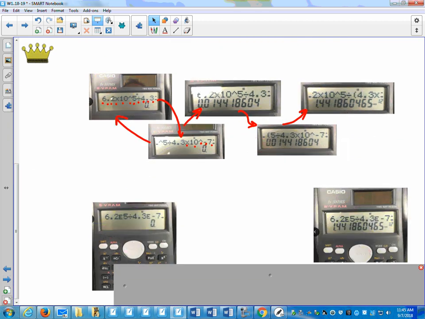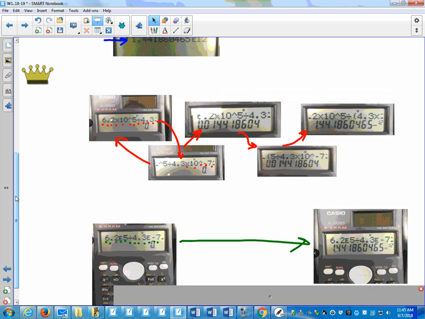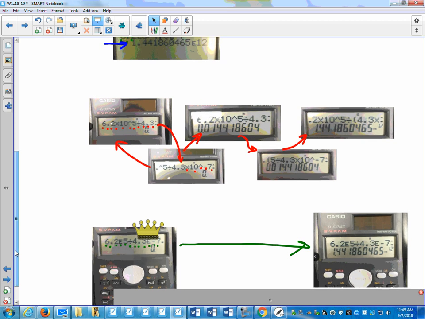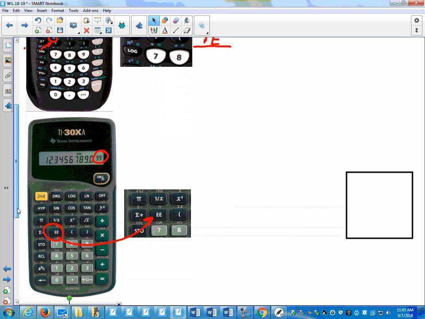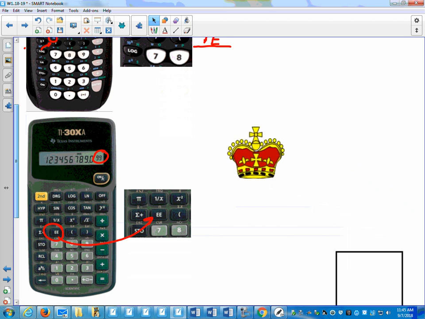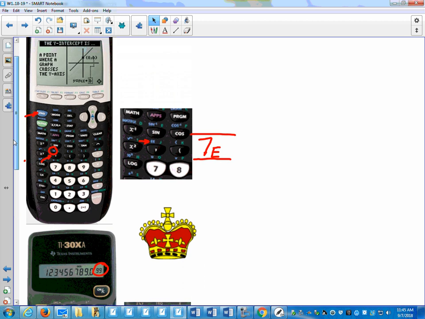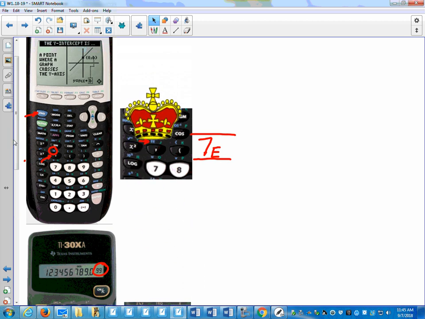Boom. 6.2. Hit that EXP, gives you the E. 5, divide 4.3. Hit that EXP button, gives you the E. Minus 7, all fits on one line. No extra keystrokes. You can see it all at once. No extra steps. Done. 1.44 times 10 to the 12th. That is the EE button. And that is why we crown that little E champion of scientific notation. Yes, the conclusion is inescapable. Still, the undisputed champ of scientific notation calculations, the EE button.